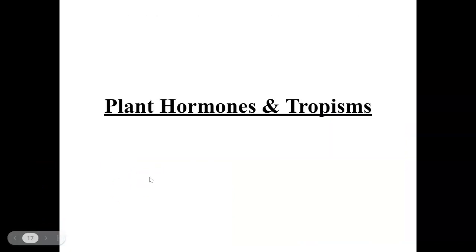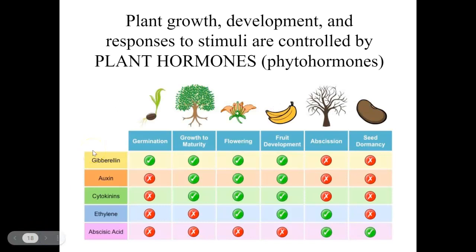The next part of the notes will get into more details about the hormones involved in plants and how that leads to tropisms. Plant growth, development, and responses to stimuli are controlled by plant hormones, which are called phytohormones. Okay, phytohormones are the hormones found in plants. These are the particular phytohormones that we're going to cover in this class: gibberellins, auxins, cytokinins, ethylene, and abscisic acid.